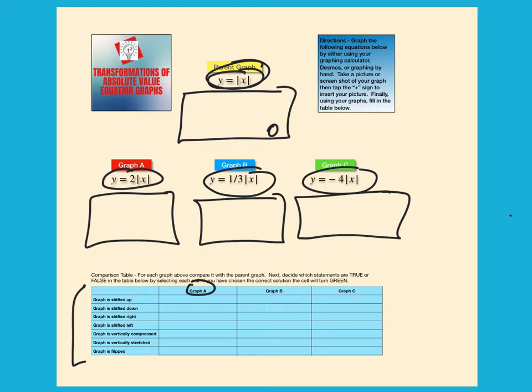If you get them right, they're going to turn green. If you got it wrong, they're going to turn red. So if you did get it wrong, make sure you go back and regraph it, because that probably means you did it wrong.